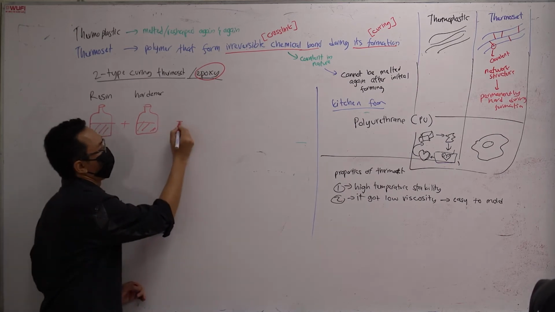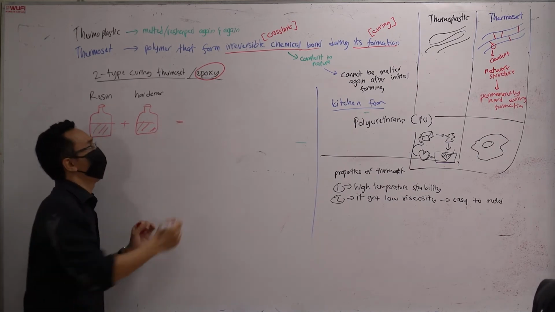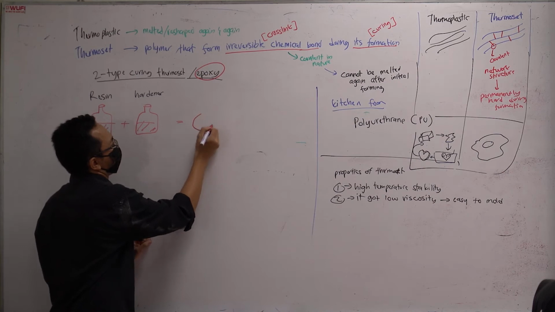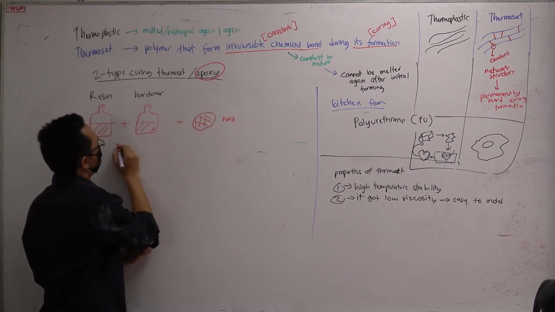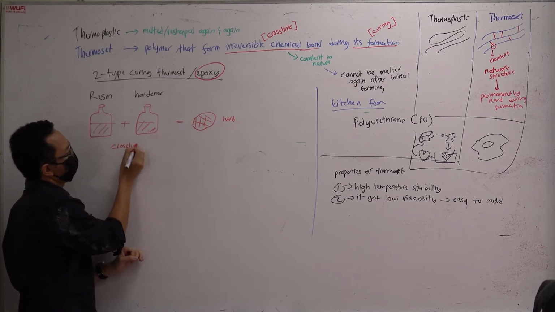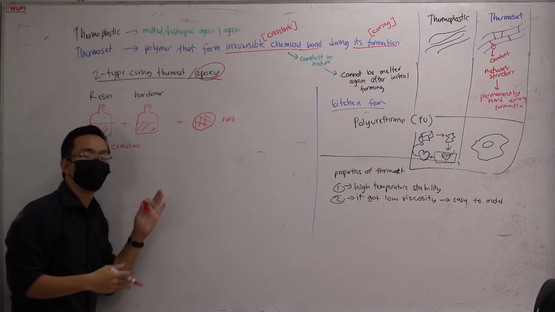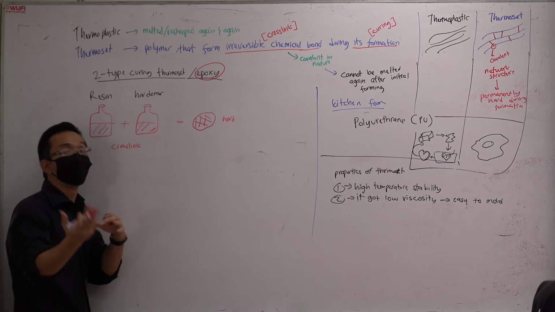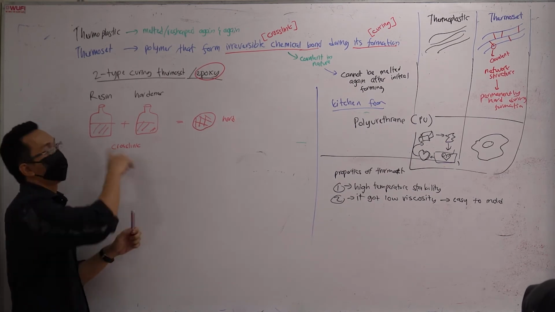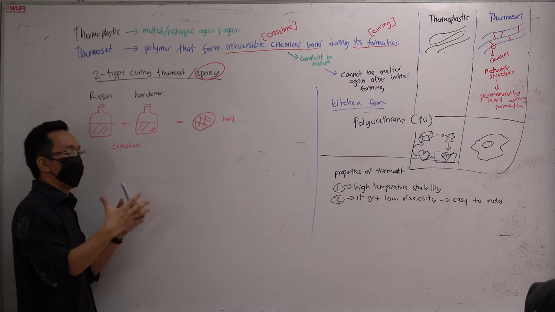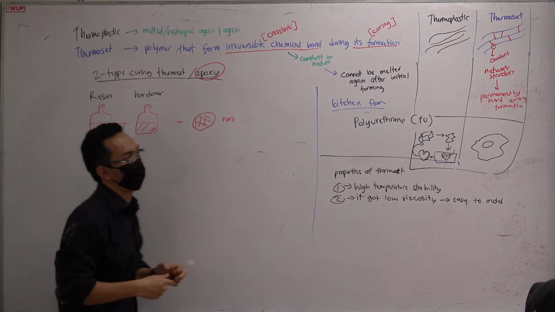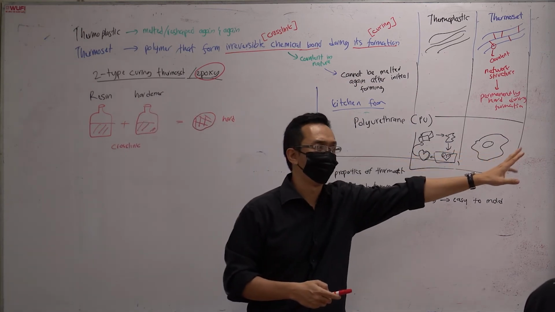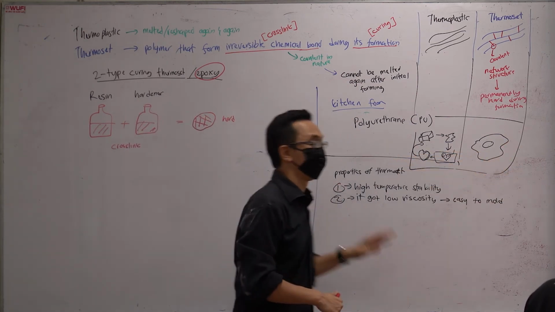When you combine these together, the cross-link will happen, and then it becomes hard. Cross-link happens, and then it becomes hard. So there is no heat involved here, no external heat involved here. Of course, during the reaction, heat is produced, but there is no outside heat that you need to use, like melting the thermoplastic in this case.